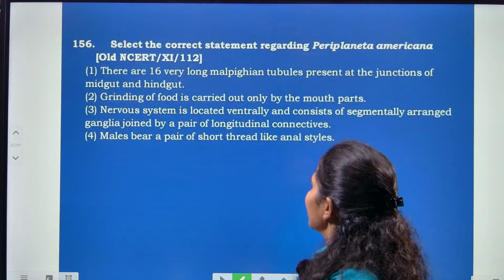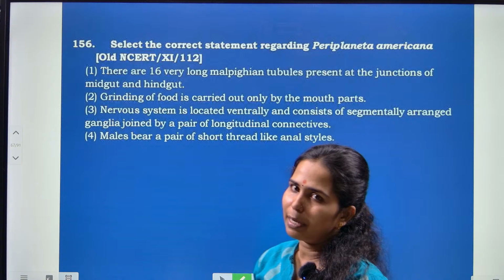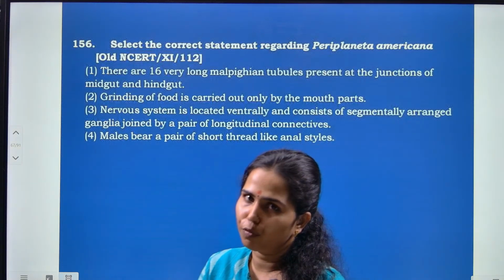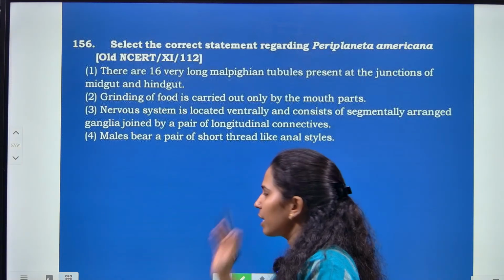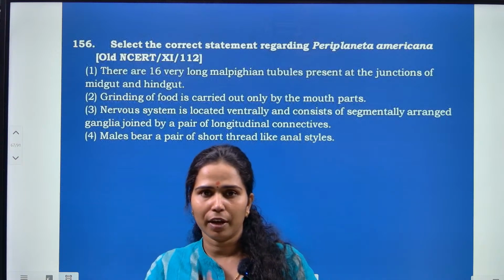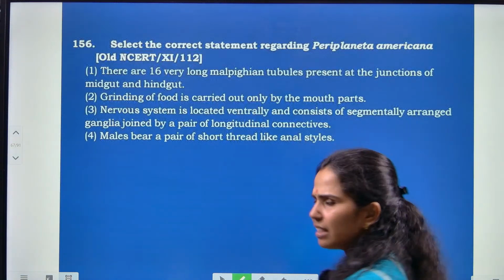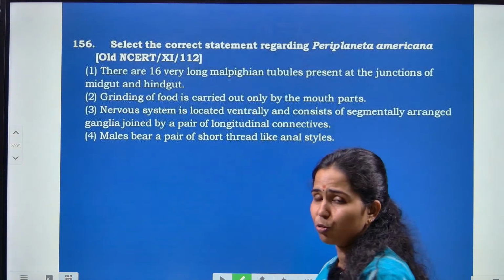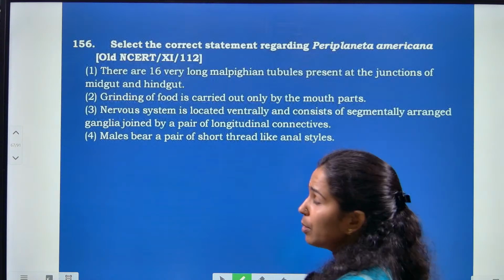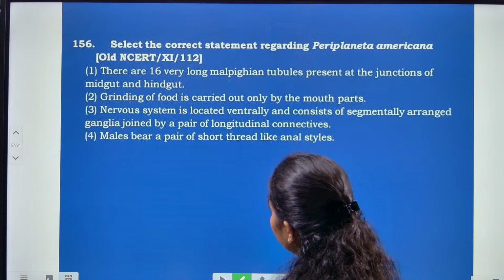Now select the correct statement regarding Periplaneta americana. Periplaneta americana is the scientific name of the cockroach here. So you have to select which of the options given is the right character of a cockroach here. Let me see. There are 16 very long Malpighian tubules, or not so? Okay, there may be more than that, present at the junction of the midgut and the hindgut here.